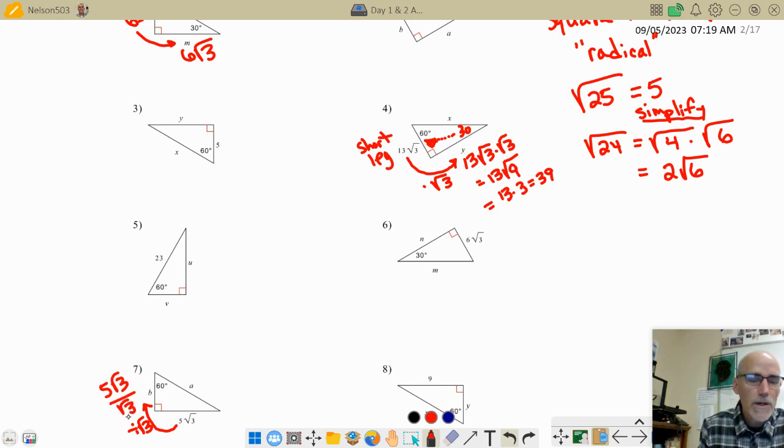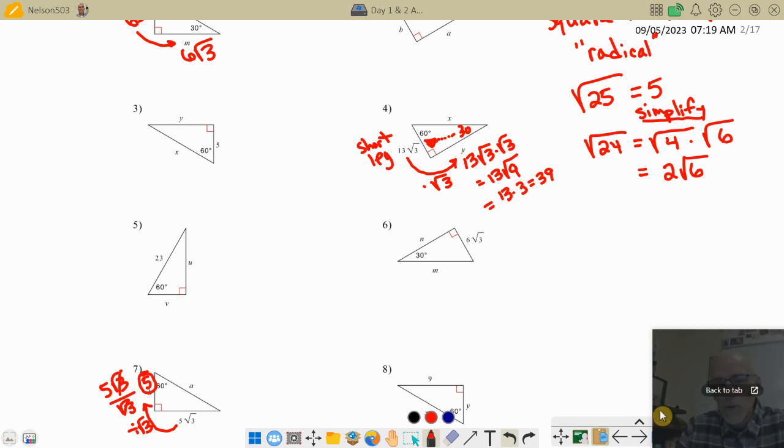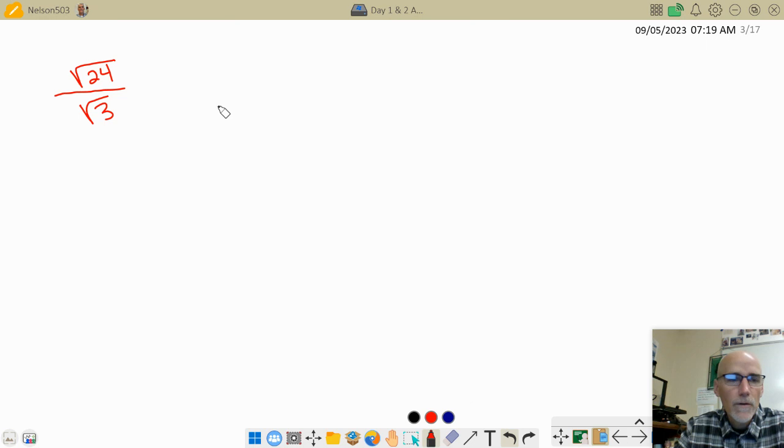But in this situation, square root of 3 divided by square root of 3 is just 1. So this side, the B side, is just 5 long. That's my answer, 5. Okay, it's not anything more complicated than that. That came out pretty easy. So remember what we're trying to do. We're trying to find one where you have the square root of 3 in the denominator.